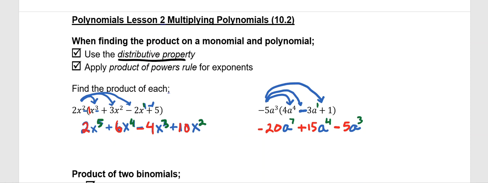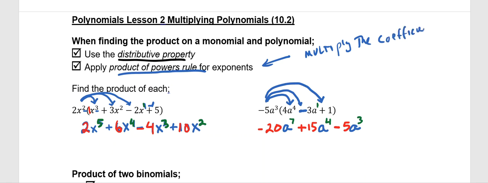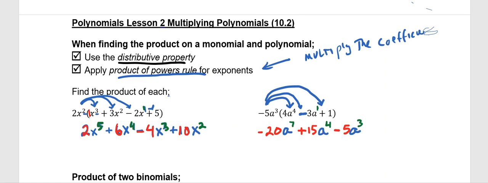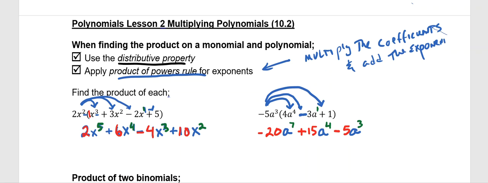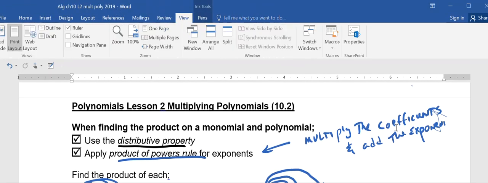What we really want to make sure we do are two things. We want to multiply the coefficients and add the exponents, right? Multiply the coefficients.